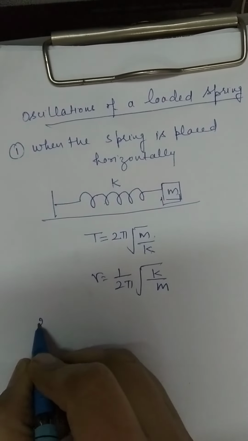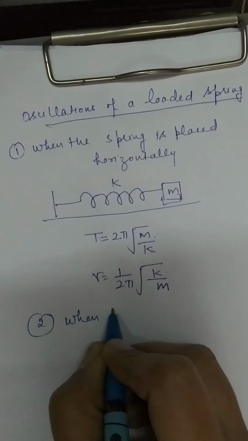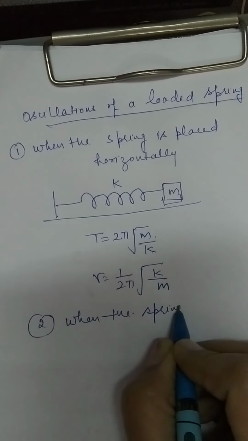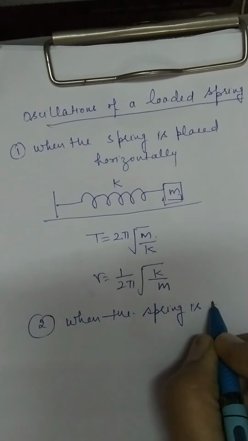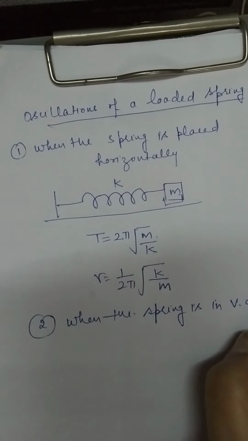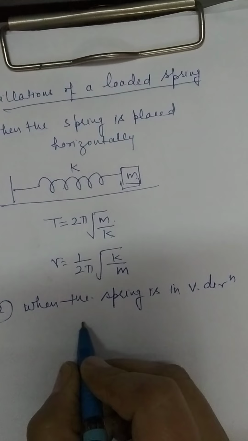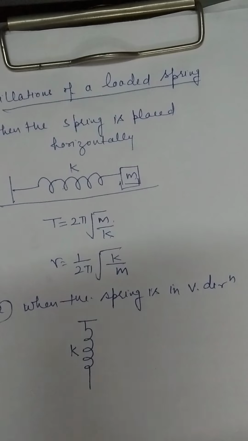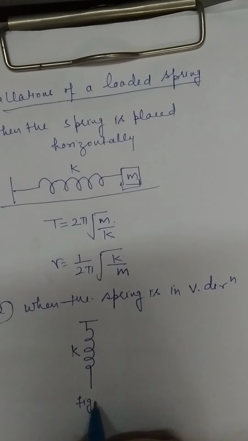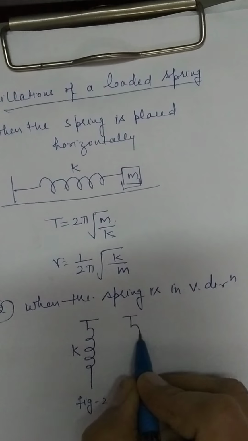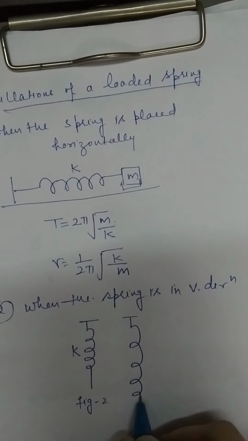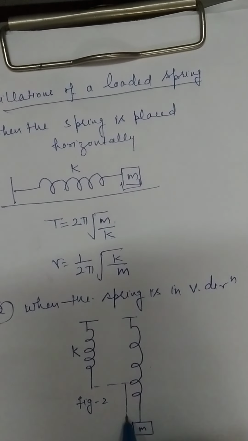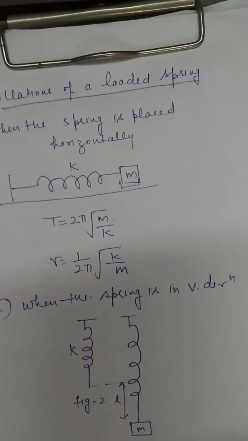Now the second case is when the spring is suspended, when the spring is in vertical direction. How can you explain its motion? This is a spring whose spring constant is k. This is figure 1. Now if we apply some weight on it, some extension is produced. I have applied a mass m. Let us suppose it gets extended through the length L, right?